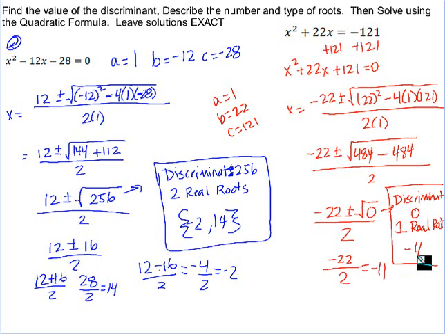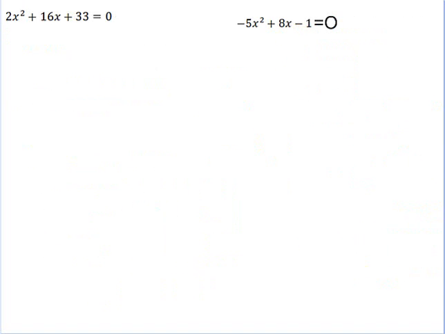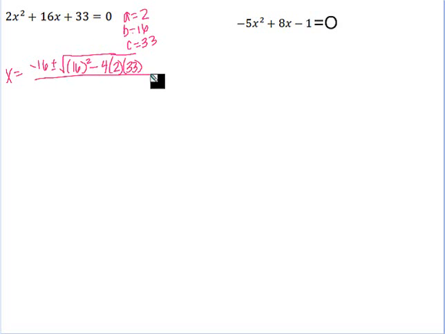All right, we'll do a couple more examples. 2x squared plus 16x plus 33 is equal to 0. So our a here is 2, our b is 16, and our c is 33. So x equals negative b, so negative 16, plus or minus the square root of b squared, so 16 squared, minus 4 times our a is 2 times our c is 33. All over 2 times our a is 2.